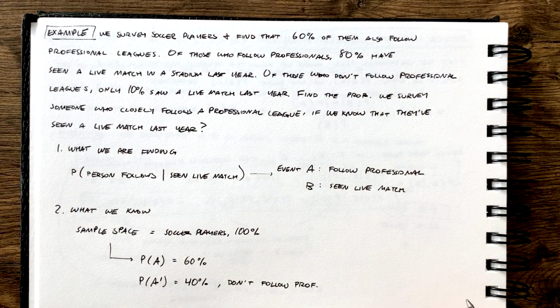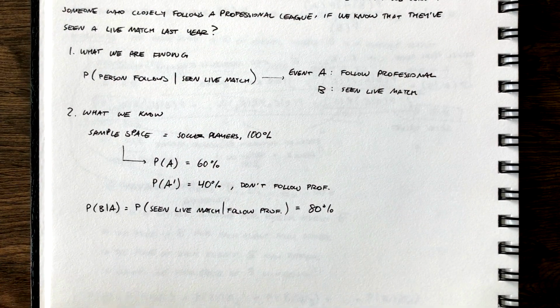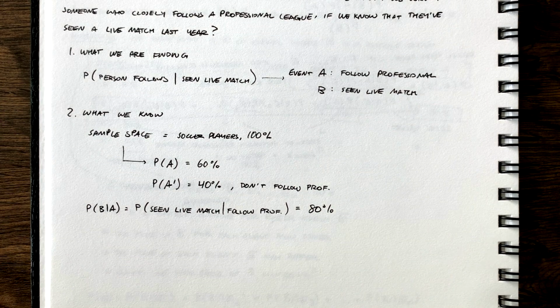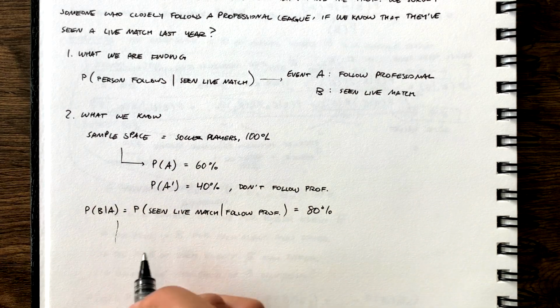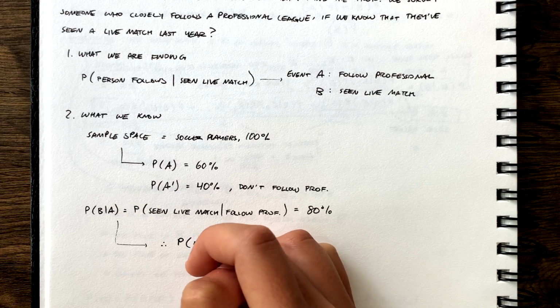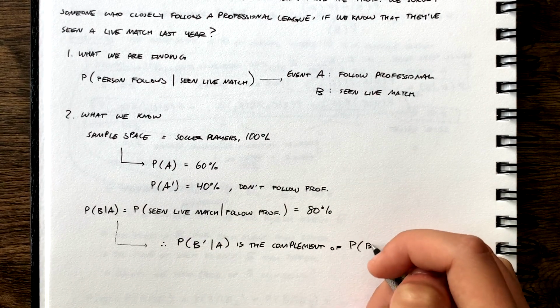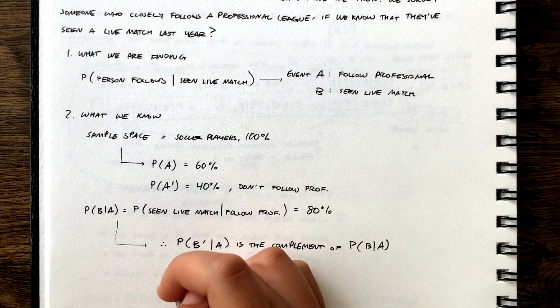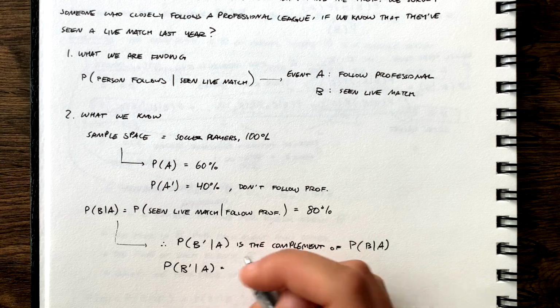From the second sentence, we know that of those who follow professionals, 80% have seen a live match. So we can break this down into saying the probability of B given A, or the probability that they've seen a live match, given that they follow professionals, is equal to 80%. Therefore, we also know that the probability of B complement given A is the complement of the probability of B given A. Therefore, 100% minus 80% is equal to 20%, which is our probability for the complement.